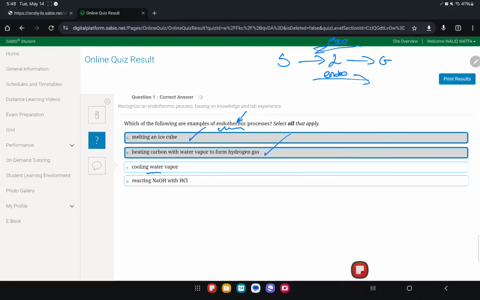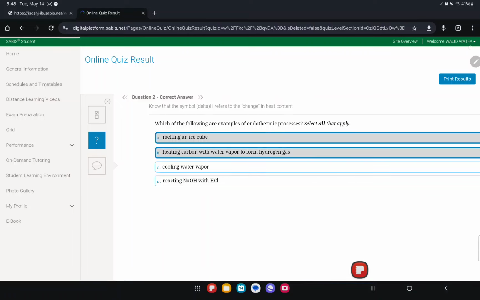Cooling water vapor, that means going from gas to liquid, and if it's going to the left we said it's exo, so obviously wrong. Okay, reacting NaOH with HCl. This was in the book I think, but you just memorize it. It's wrong because this reaction actually releases some heat. If it releases heat, not absorbs heat, that means it's exo. So that way it's wrong.